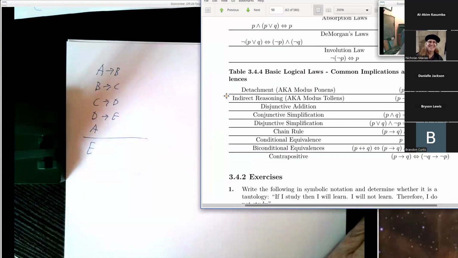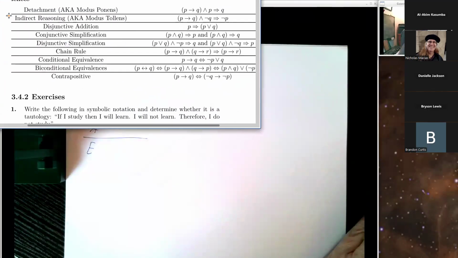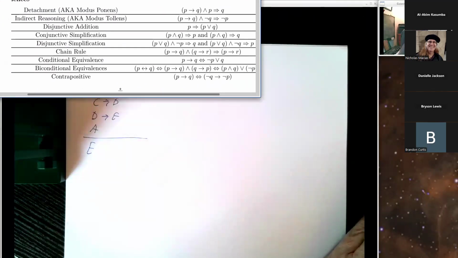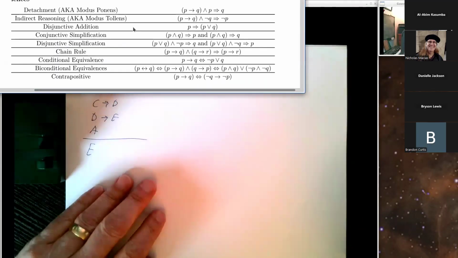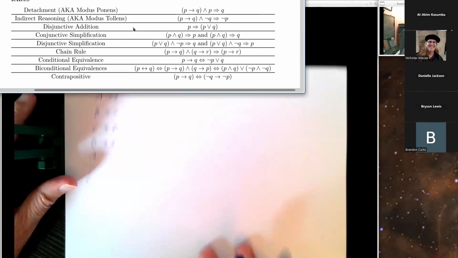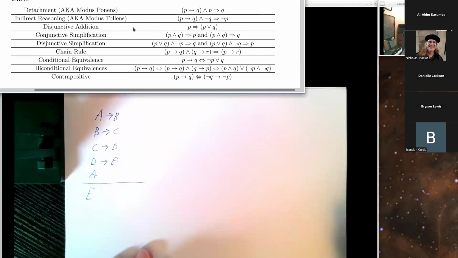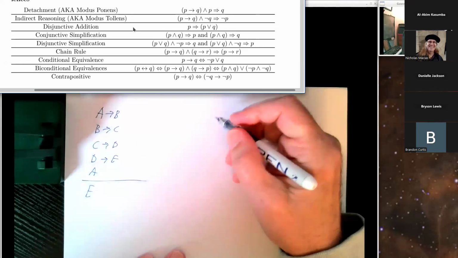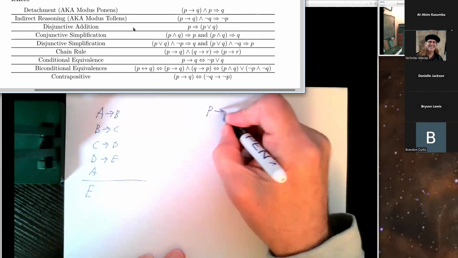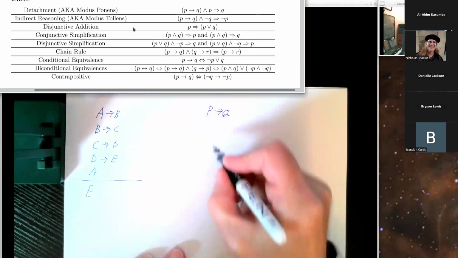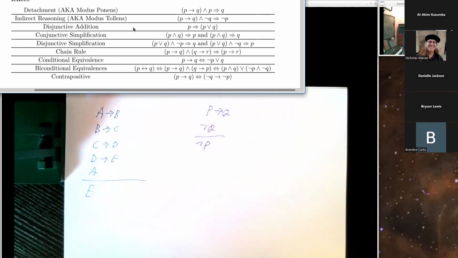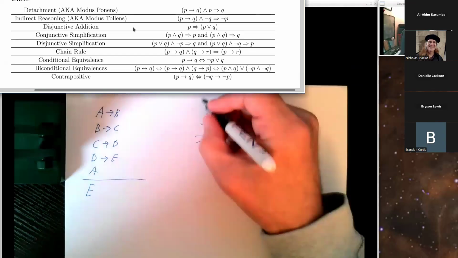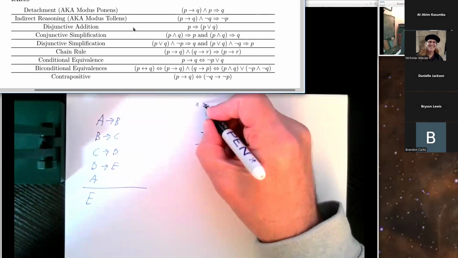All right, so let's talk about some of these laws of logic. So detachment, that's direct reasoning. Indirect reasoning or modus tollens looks like this. P implies Q, not Q, therefore not P. So this is indirect reasoning.